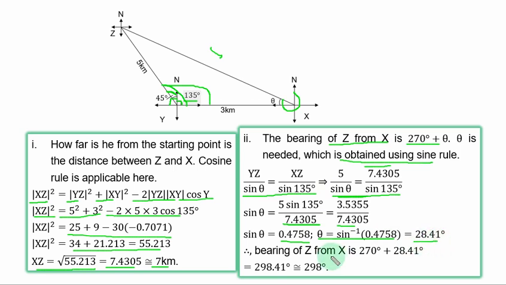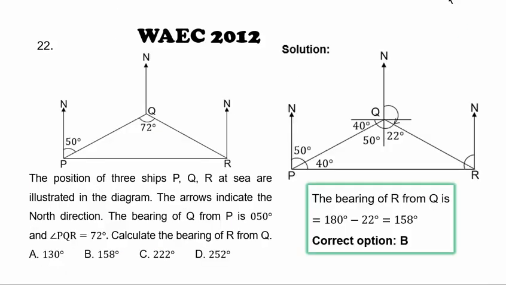28.41 degrees. Therefore, bearing of Z from S is 270 degrees plus 28.41 degrees, and that is 298.41 degrees. To the nearest degree, you have 298 degrees. Example 22. The position of three ships P, Q, R at sea are illustrated in the diagram.